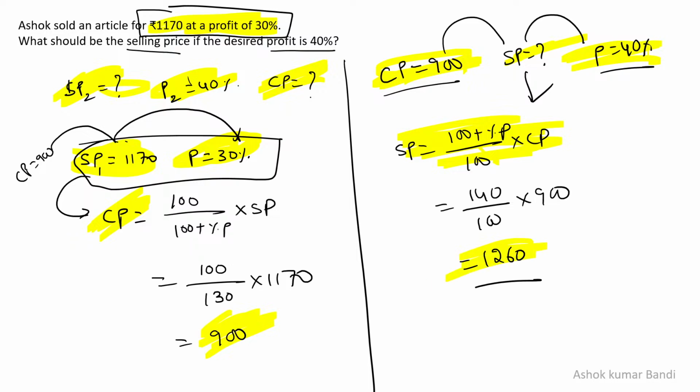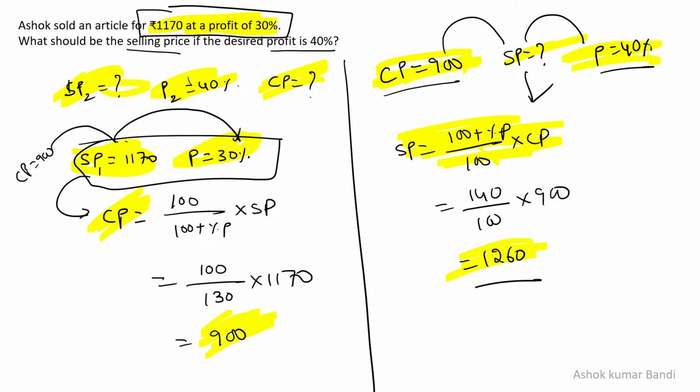But the drawback in this method is that it takes a lot of time in the examination, because you are applying two different formulas and you have to do two calculations. And if it is a prime number, that takes much more time. That's why we generally don't use these kinds of formulas in the examination.